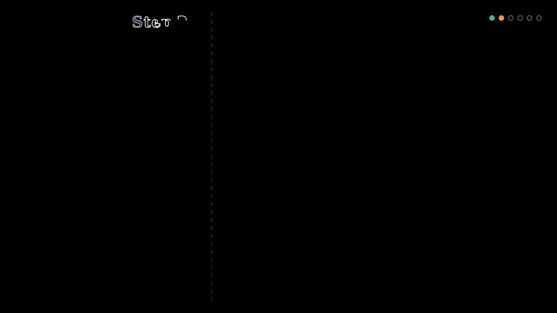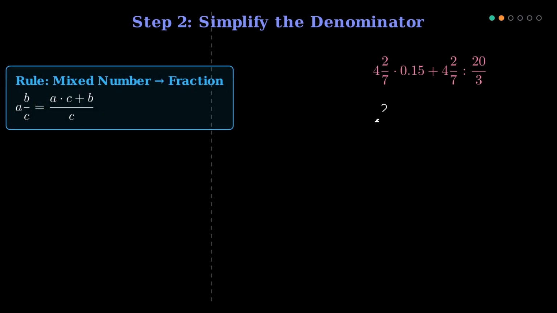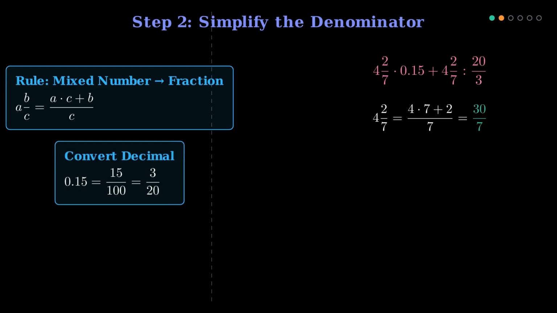Step 2. Now let's simplify the denominator of that big fraction. We have 4 and 2/7 times 0.15 plus 4 and 2/7 divided by 20/3. First, convert the mixed number. 4 and 2/7 means 4 times 7 plus 2, all over 7. That's 30 over 7. Now convert 0.15 to a fraction. 15/100 simplifies to 3/20.